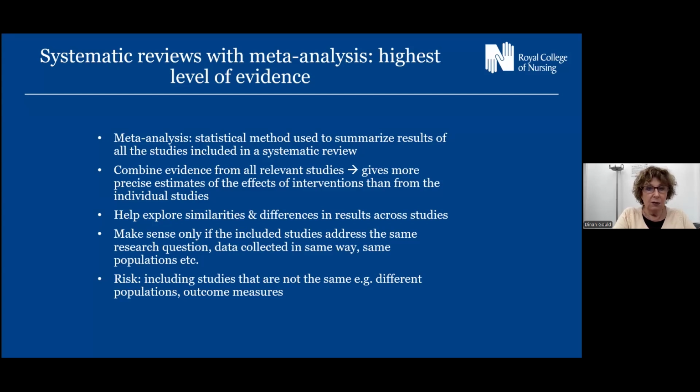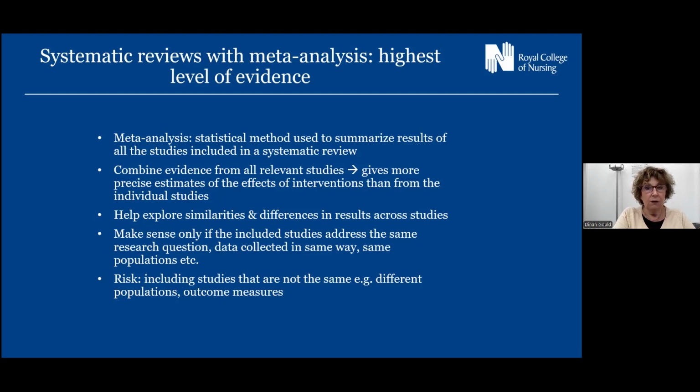And meta-analysis is when you pool statistics all together and combine all the evidence from all the relevant studies. That gives us better estimates of the effects of interventions than we get from single studies. But they only make sense if all the studies are the same. For example, if one study looking at hand hygiene took place in Australia, and another took place in Nigeria, and another took place in South America, it would be very difficult to compare them because you're comparing different areas of the world, very different kinds of healthcare.